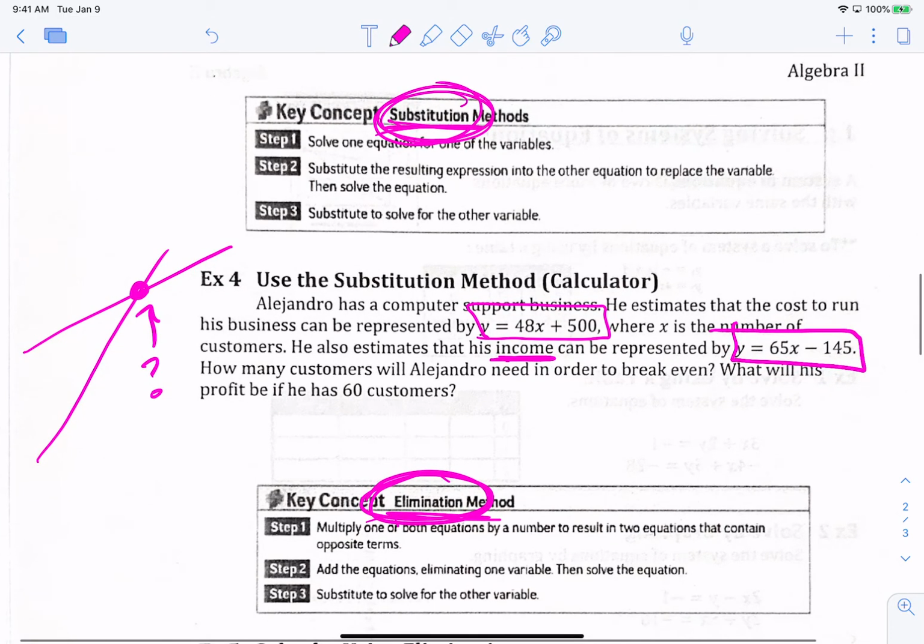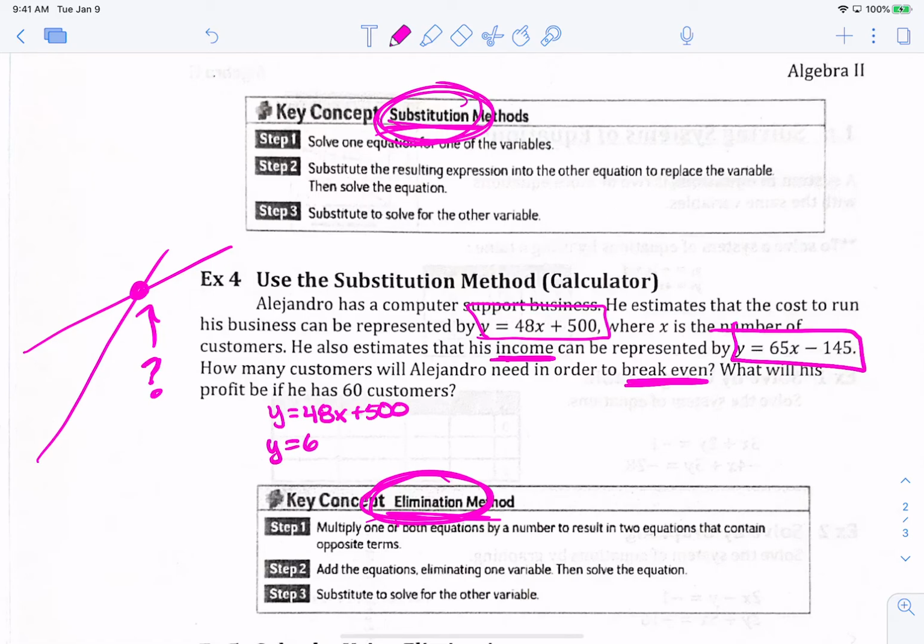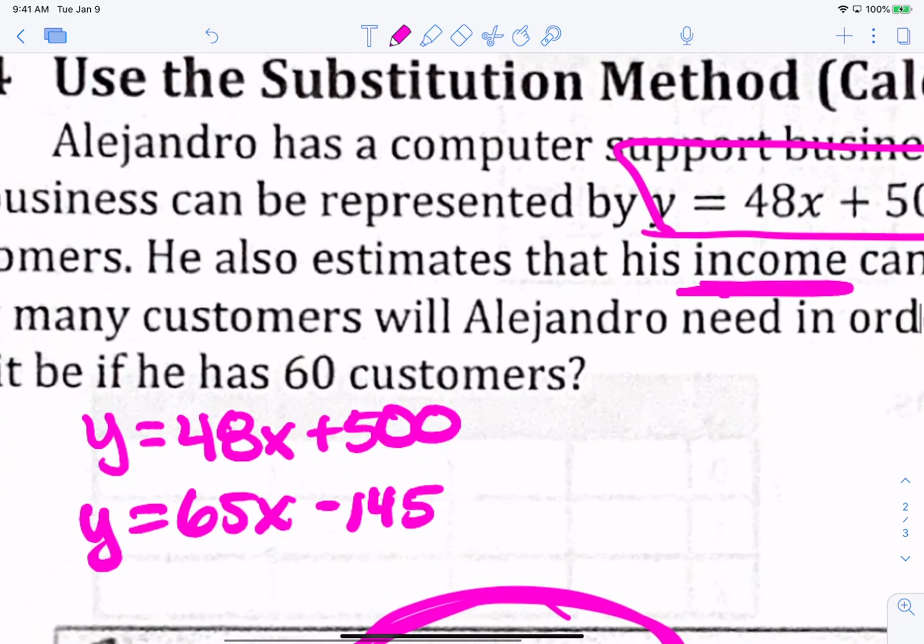That's what I'm trying to find. So what will his profit be if he has 60 customers? How many customers will he need in order to break even? This is the break even point. This is equilibrium. I'm trying to find that point right there. So the two equations that I have, I'm going to write them down here on top of each other. y equals 48x plus 500 and y equals 65x minus 145.